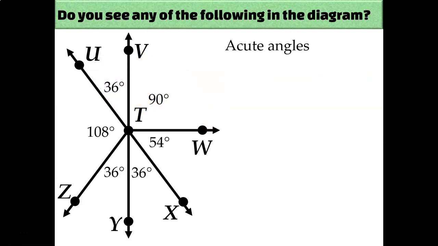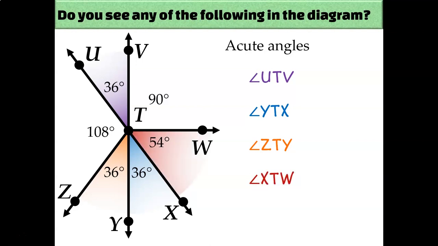Speaking of measurements, let's find some acute angles. Remember that acute angles are less than 90 degrees. So I see a few of them. I see this 36 degree angle, angle UTV. I see this 36 degree angle, YTX, and I see this 36 degree angle, angle ZTY. So obviously 36 and 36 and 36 are all less than 90, so that makes all of those acute. But it doesn't have to be 36 degrees in order to be acute. It could also be 54, for example. 54 is also less than 90, so angle XTW would be acute as well.